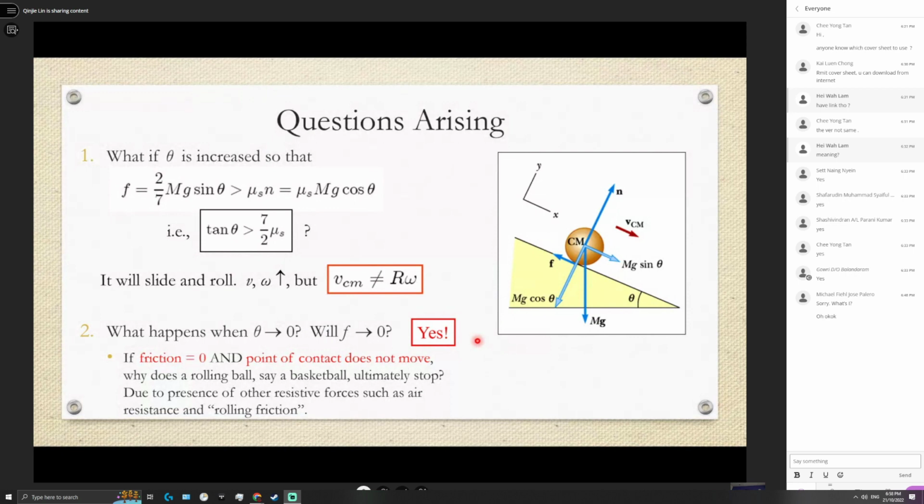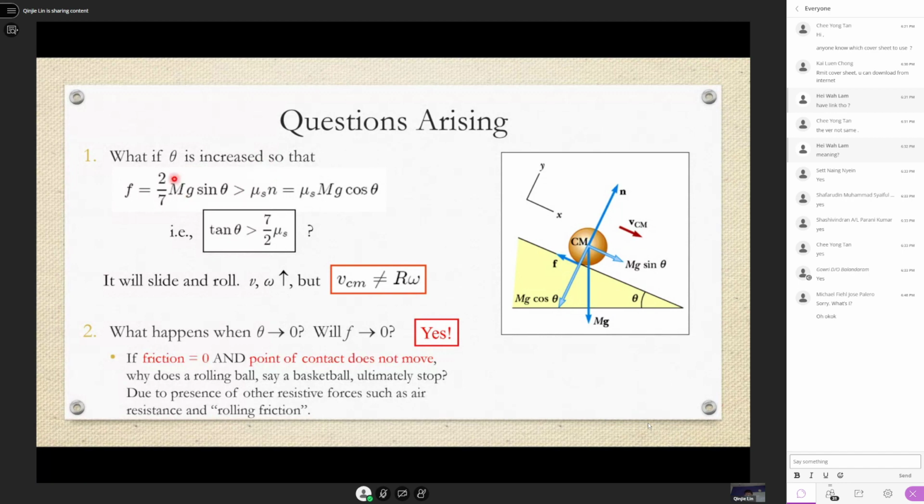Okay, so that's rolling motion without slipping. So here are some questions that we can think of. What if theta is increased so that this friction is greater than your mu S n? Remember, mu S n is the friction, right? What if theta is increased such that this thing is greater than mu S n? So this part here is just rewriting the whole statement on top. It will be tangent theta bigger than 7/2 mu S.